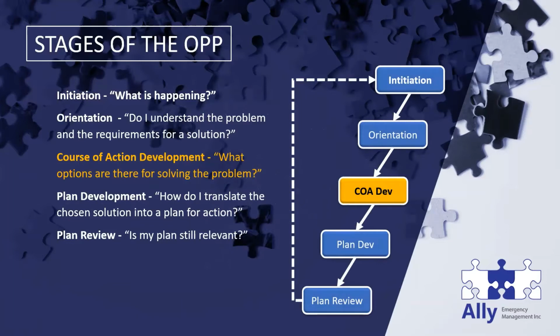The next is course of action development, which answers the question, what options are there for solving the problem and which option is best? So once you understand the nature of the problem and the requirement for the solution, and you've got an understanding of some of the tasks that are going to have to be done to solve this problem, you can start looking at options. We call these options courses of action. I'll probably refer to them as COAs. And a COA is simply an articulated possibility that provides the essential elements for a plan, but is not actually as well developed as a plan must be.